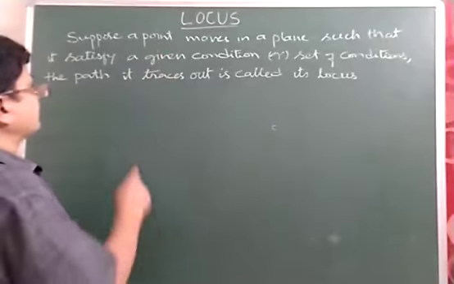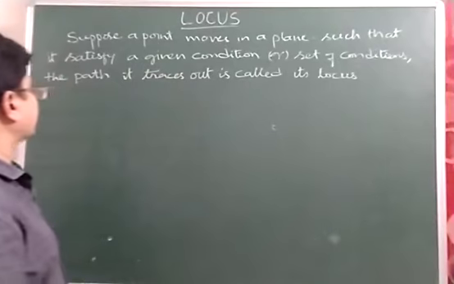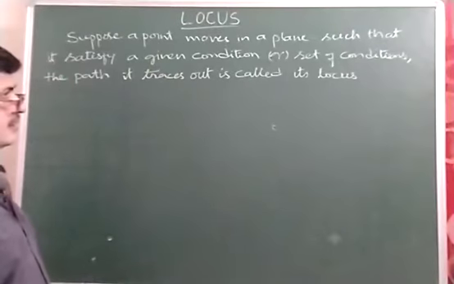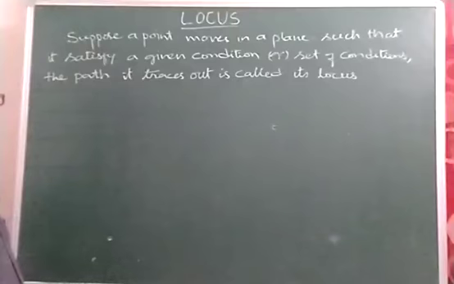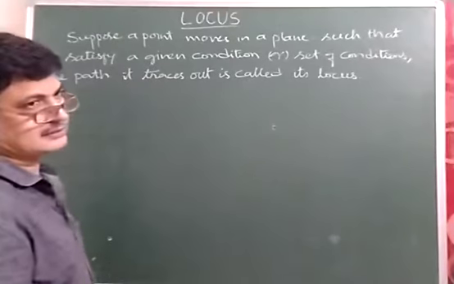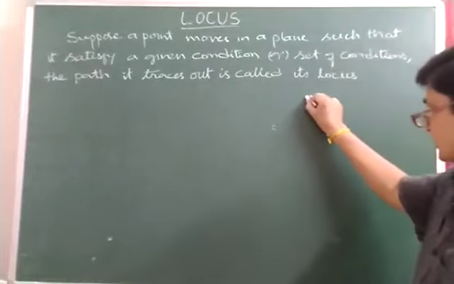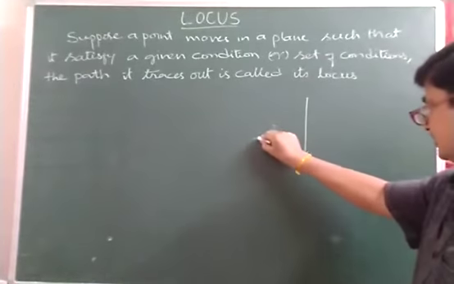Locus. Suppose a point moves in a plane such that it satisfies a given condition or set of conditions. The path it traces out is called its locus.